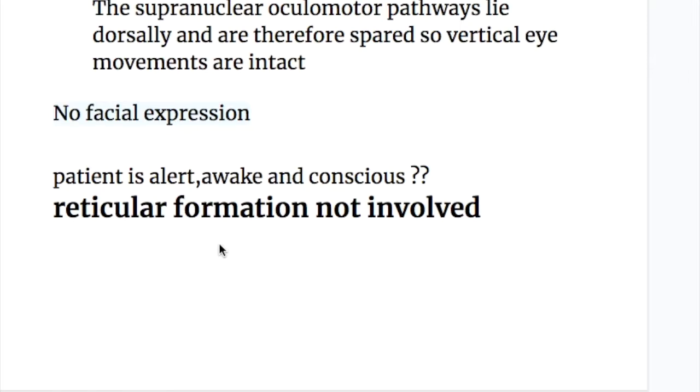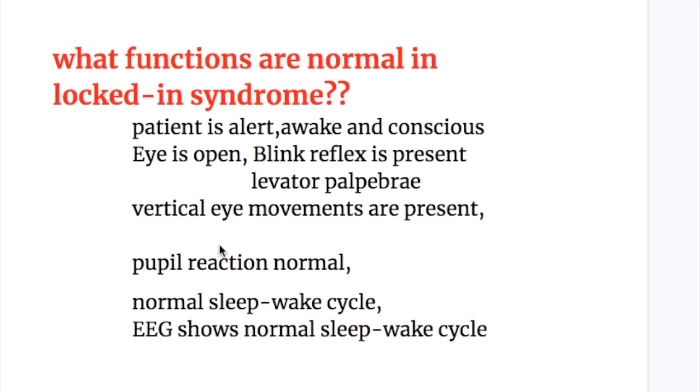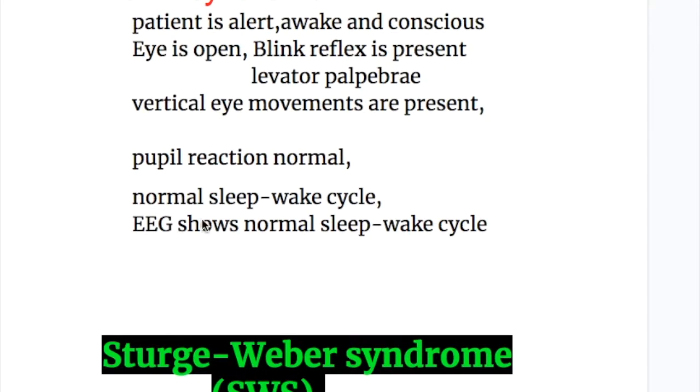Patient is alert, awake, and conscious. Why? Because the reticular formation is not involved. So what functions are normal in locked-in syndrome? Patient is alert, awake, and conscious. Eyes are open. Blink reflex is present because of the levator palpebrae muscle. Vertical eye movements are also present. Pupil reactions are normal. How about the sleep cycle? Normal sleep-wake cycle, and EEG shows normal sleep-wake cycle.